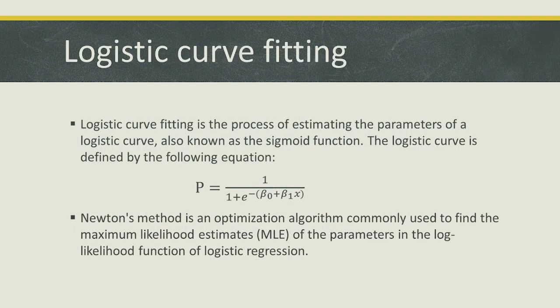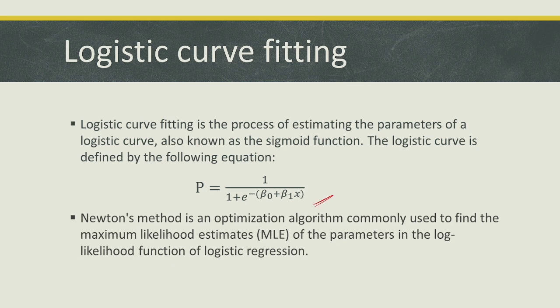Logistic curve fitting is the process of estimating the parameters of the logistic curve, which is known as the sigmoid function, defined by 1 / (1 + e^-(beta naught + beta 1 * x)). Here beta naught and beta 1 are the parameter values that have to be estimated to fit the best logistic curve.